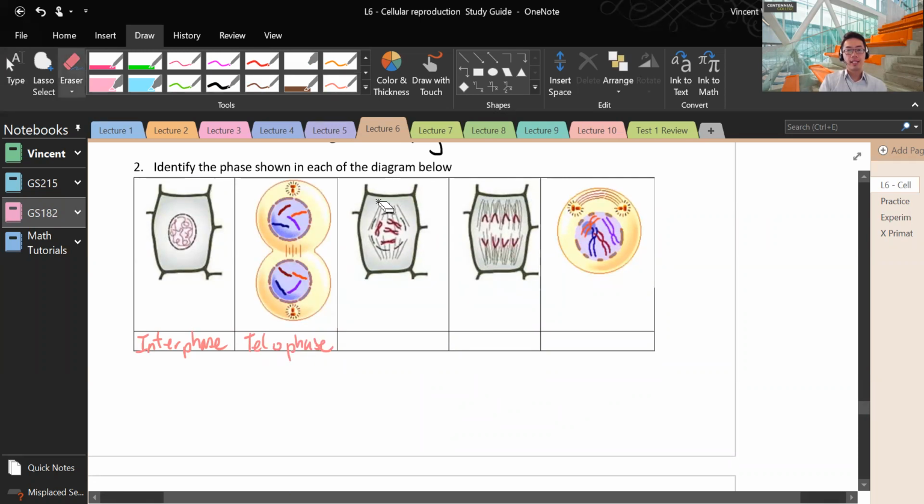Over here, I see the spindle fibers. I see that the nuclear envelope is starting to dissolve and the chromosomes are fully formed. So I'm going to say this is prophase. Chromatids are separated. They are being pulled to opposite ends. And so this is anaphase.